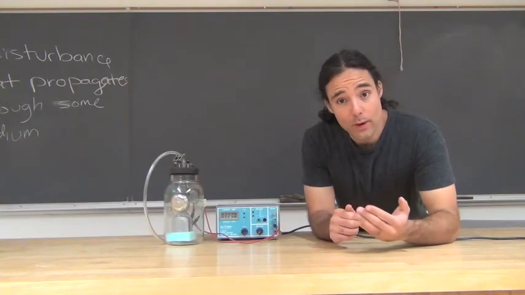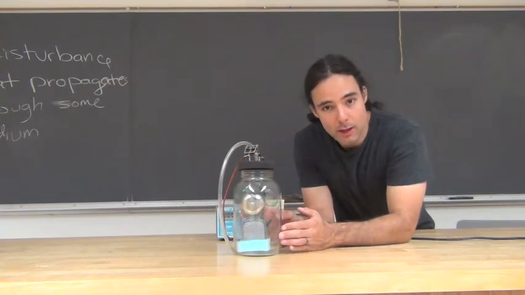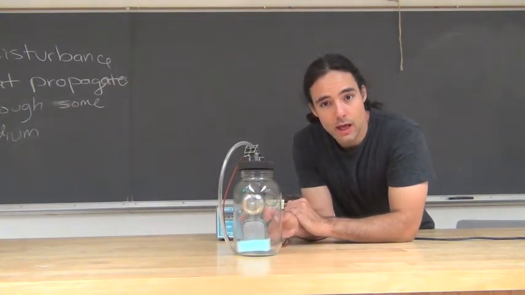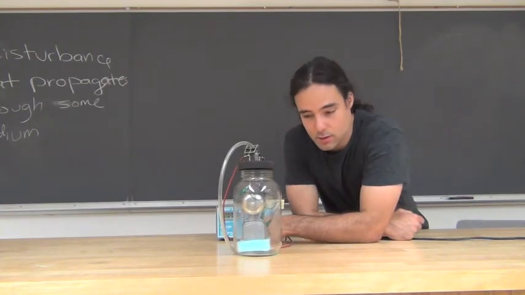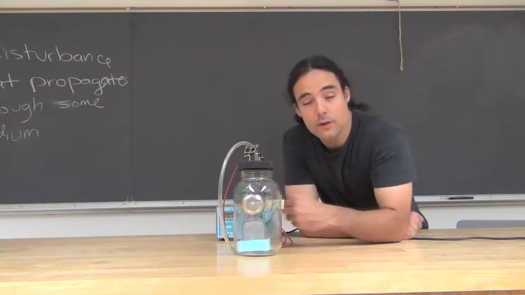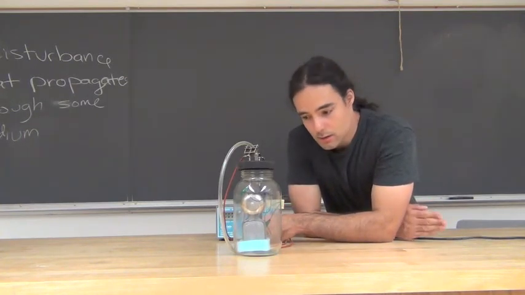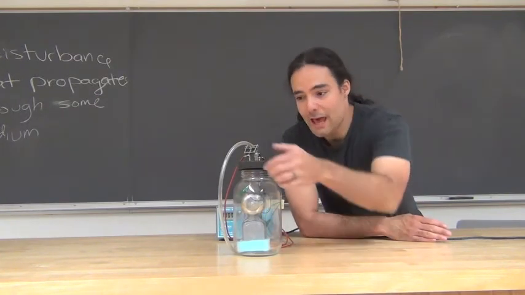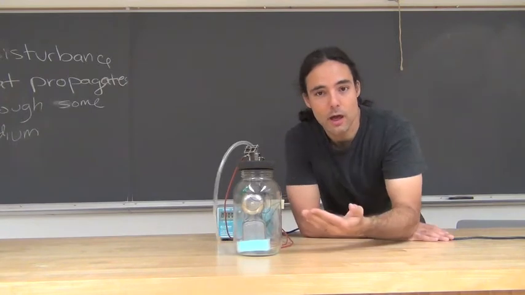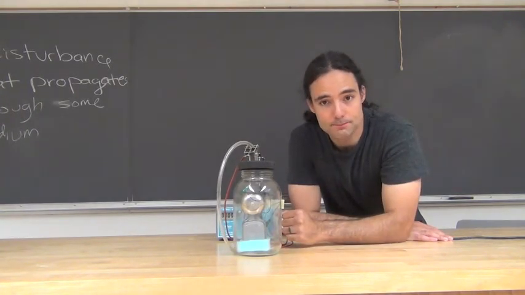Let's test the idea that waves need a medium. So I have here a bell jar, and inside the bell jar is just a ringer that I control from the outside by applying some voltage. You can hear that as soon as I apply that voltage, the bell starts ringing. We can hear it ringing. Let's see what happens when I connect a vacuum to this tube right here and suck out all of the air from the bell jar.